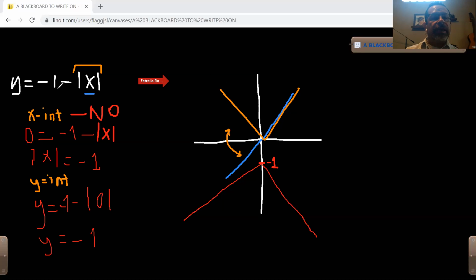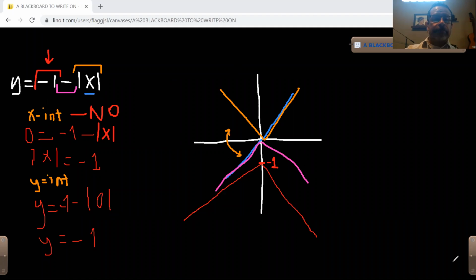Next up, we have a minus here. The minus is going to change everything that's positive, negative, so everything's going to flip. And now we're going to have something like this. And lastly, we have a -1 here. And what does the -1 do? It's going to shift down 1 unit, and we have the red graph, and the red graph is the final one.